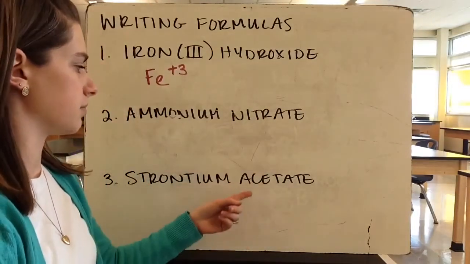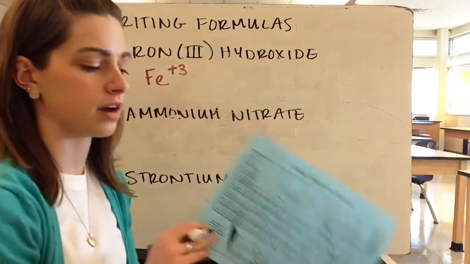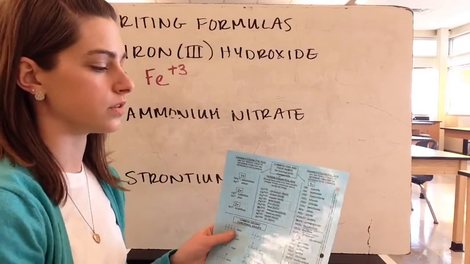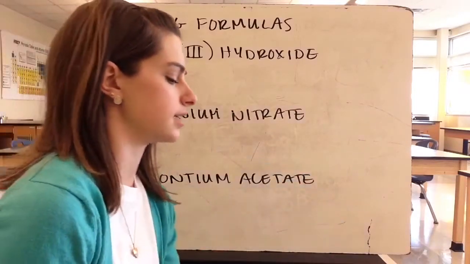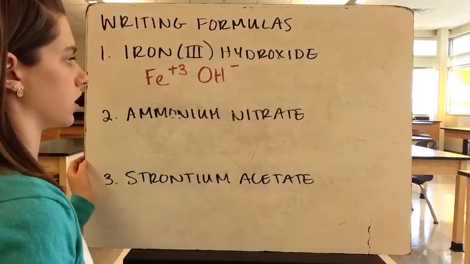Same with nitrate, same with acetate. You need to recognize that those aren't elements you're going to find on the front of your periodic table. They're polyatomic ions you're going to find on the back. So if we find hydroxide on the back of our periodic table, it's OH, and it has a -1 charge.